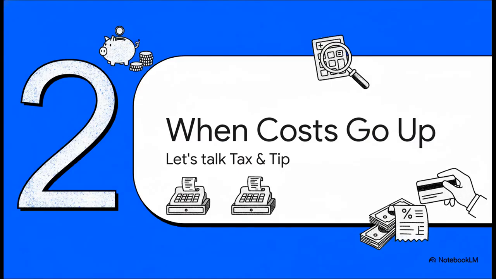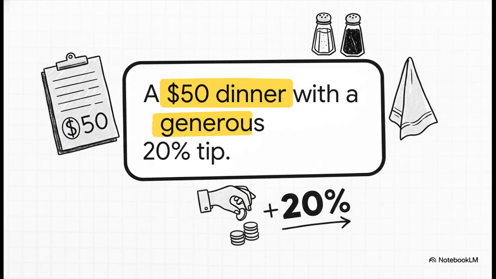All right, let's put this rule into action, shall we? We'll start with the situations that make the final cost go up, things we're all pretty familiar with: taxes and tips. So let's imagine you just had a fantastic meal. The bill comes and it's a nice round $50. You really like the service, so you want to leave a generous 20% tip. How do you figure out the total?